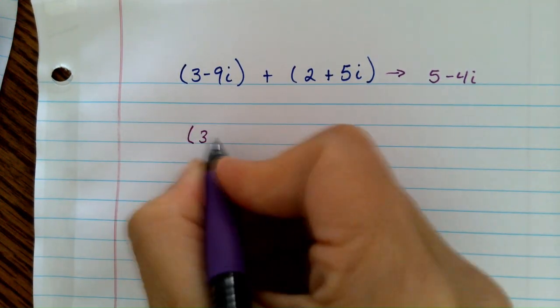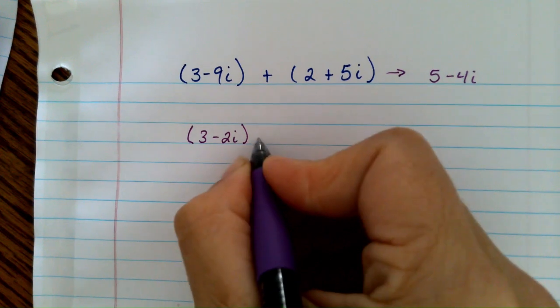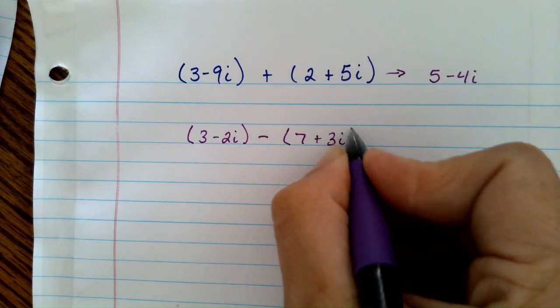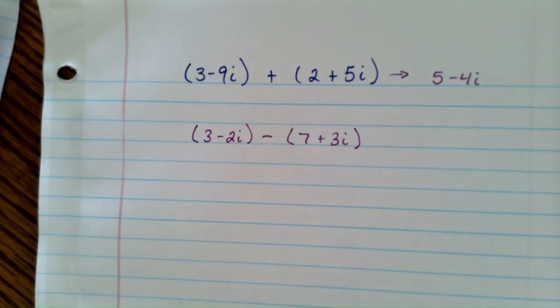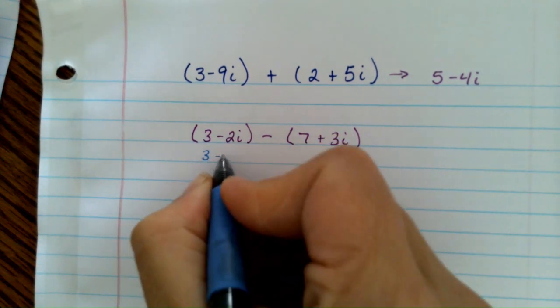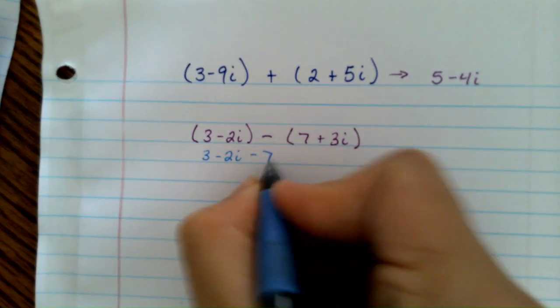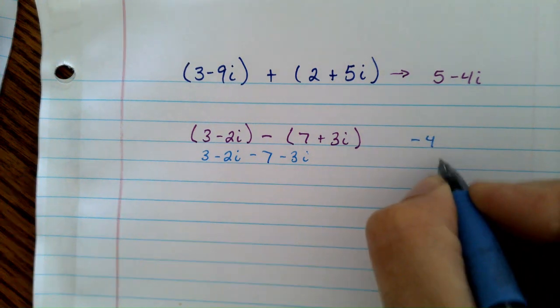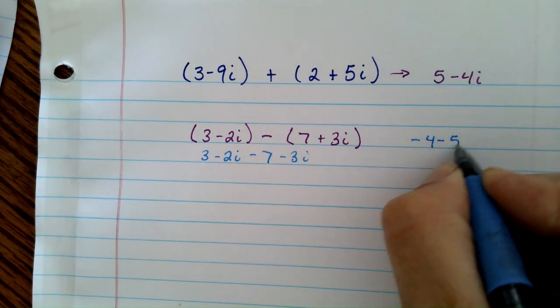So what if I had 3 minus 2i minus 7 plus 3i? Well, still going to work with it just like these were variables. So we're going to combine our like terms. 3 minus 7, but we'll have to distribute the negative first, right? So 3 minus 7 is negative 4. Negative 2i minus 3i is minus 5i.